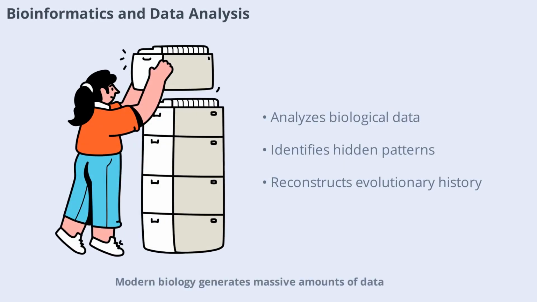Modern biology generates massive amounts of data, from DNA sequences to protein interactions. Evolutionary computation helps analyze and interpret this data, identifying patterns and relationships that might otherwise go unnoticed. Algorithms can cluster genes, predict functions, and reconstruct evolutionary histories. This computational power is essential for making sense of the complexity inherent in biological systems.